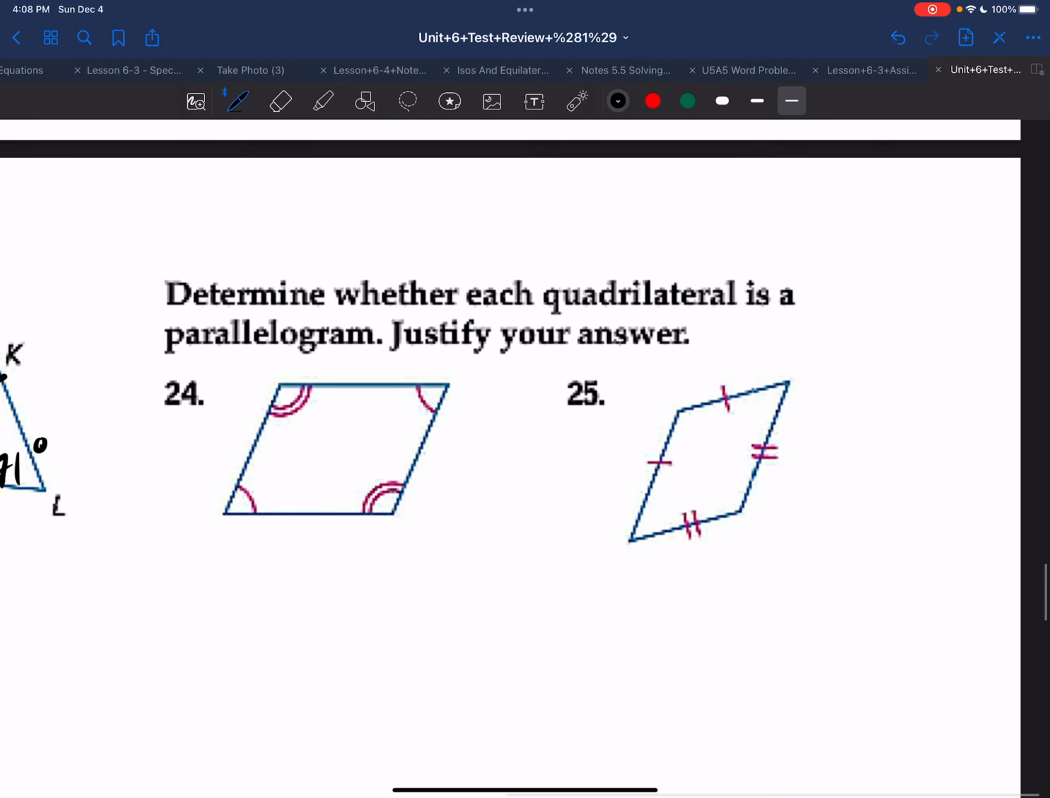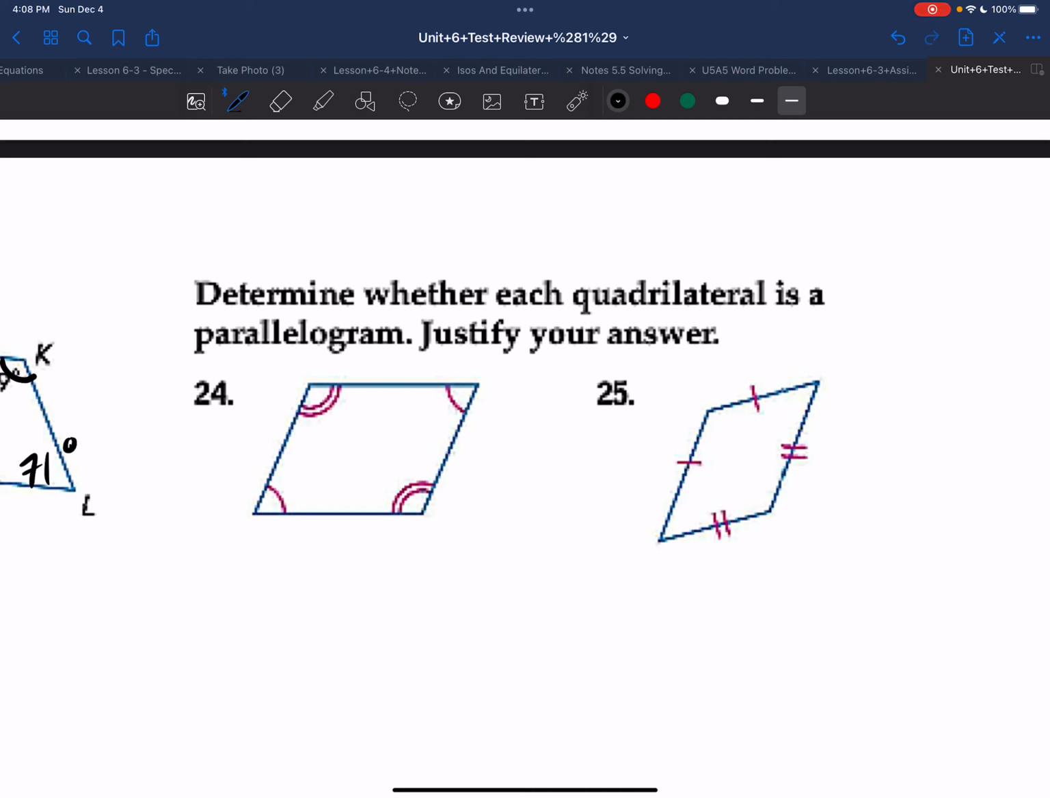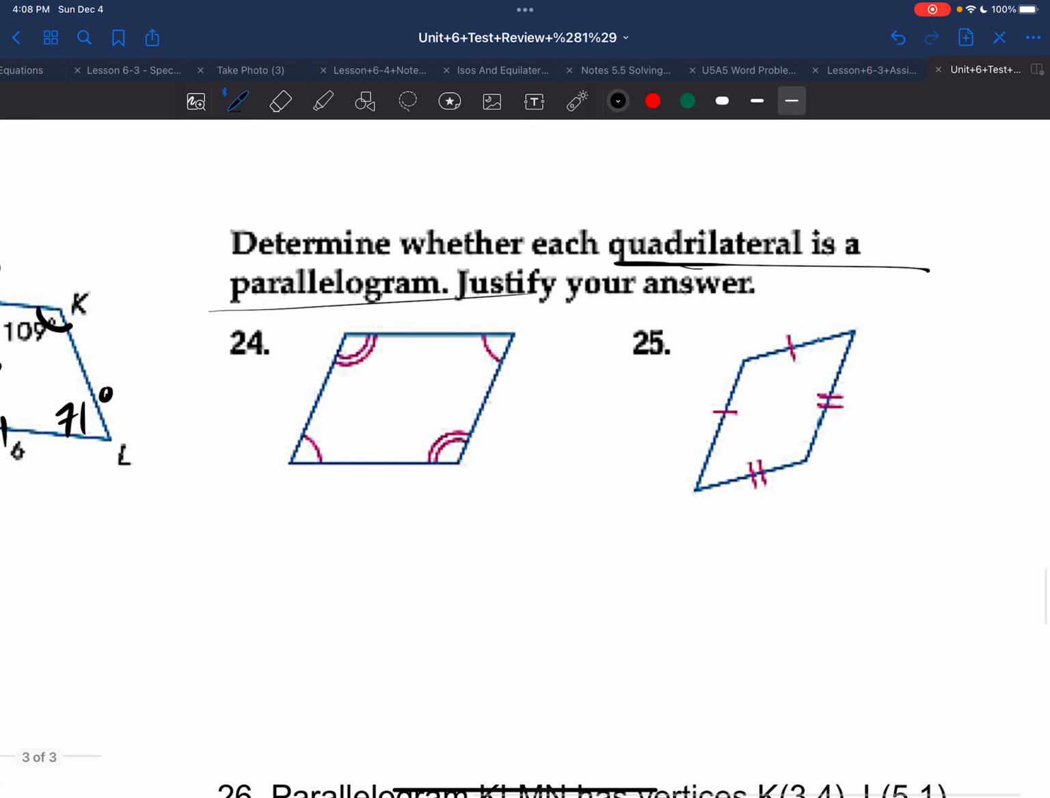Now here it says determine whether each quadrilateral is a parallelogram. Okay, so a quadrilateral again is a four-sided figure, 360 degrees. Now I need to determine if it has the characteristics of a parallelogram. Well, number 24, opposite angles are congruent. Notice I have one arc here and one arc here. These angles are opposite to each other, and then I have two arcs here and two arcs here, and these angles are opposite to each other as well. So opposite angles are congruent. So this is a parallelogram because opposite angles are congruent.